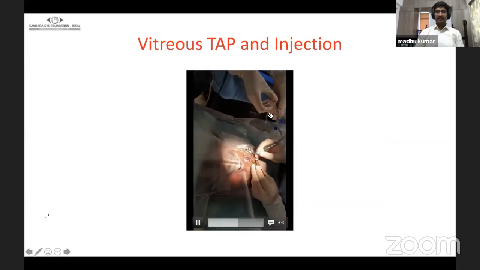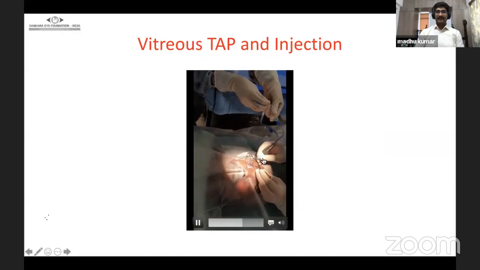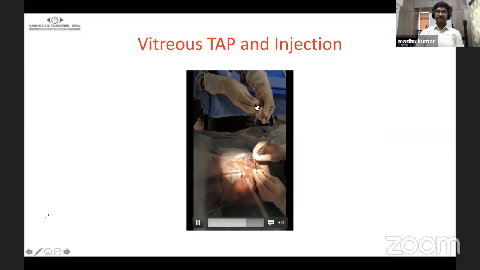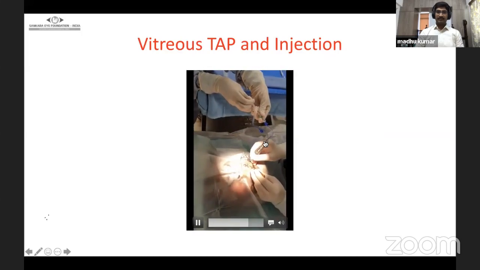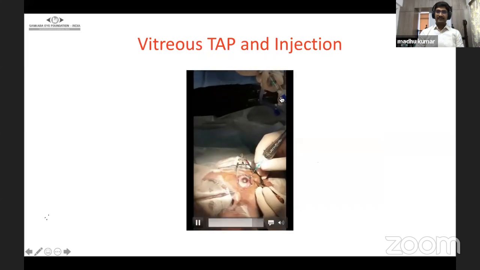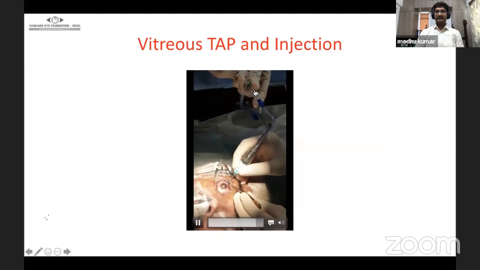It is connected to the 2 cc, 5 cc syringe. And the assisting paramedic aspirates the vitreous sample. As you can see, there's enough sample which gets collected in this.